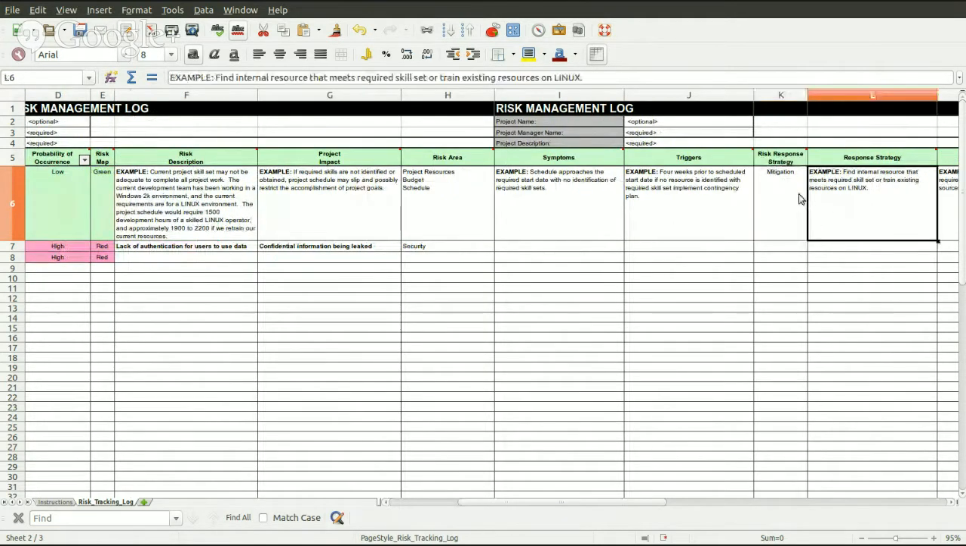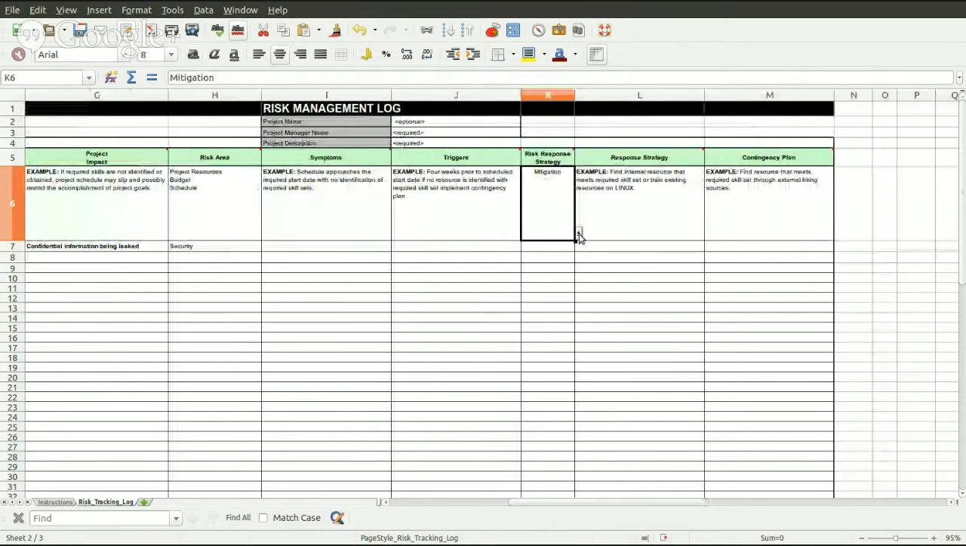And then here you have your risk response strategy. So this is mitigation, but you have others. And so in terms of risk management, you have risk acceptance, and this is when you just accept the risk.